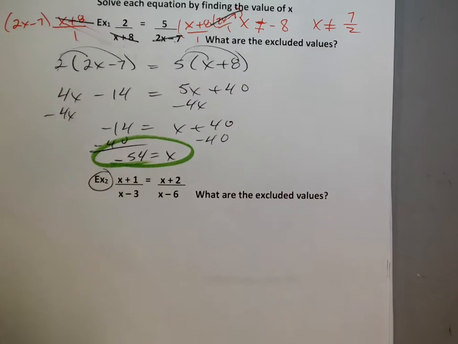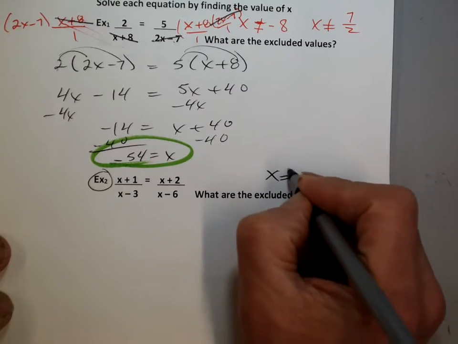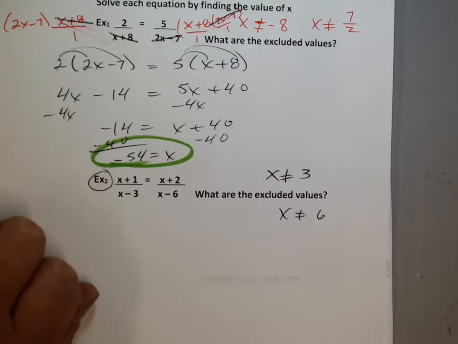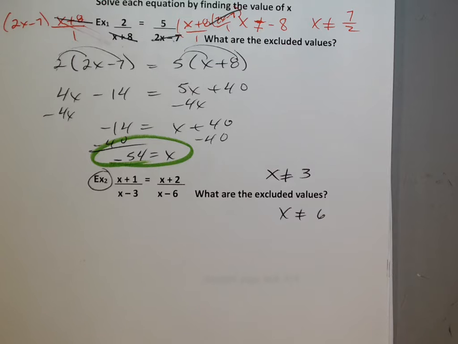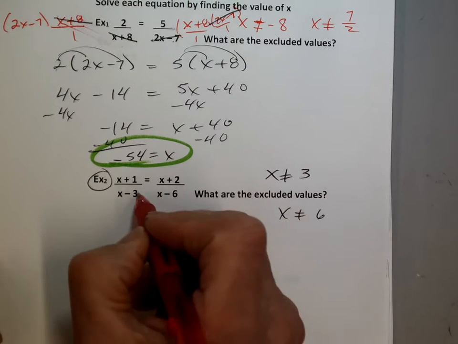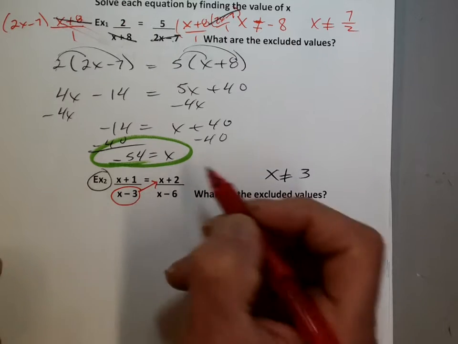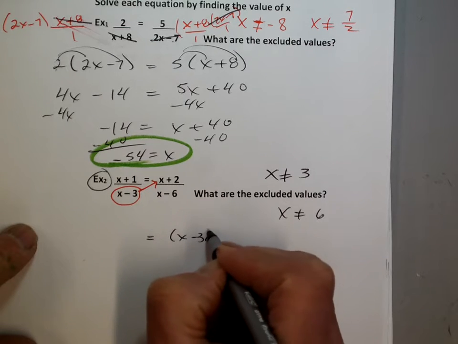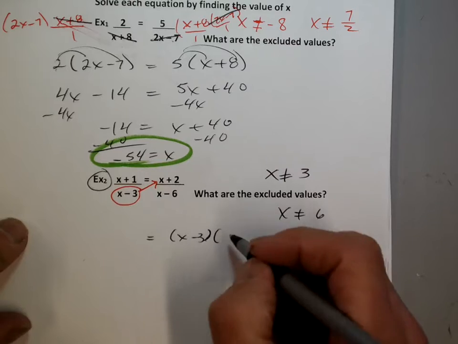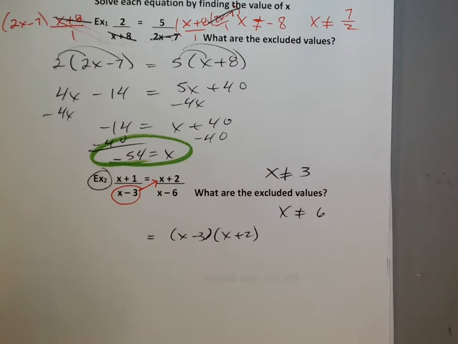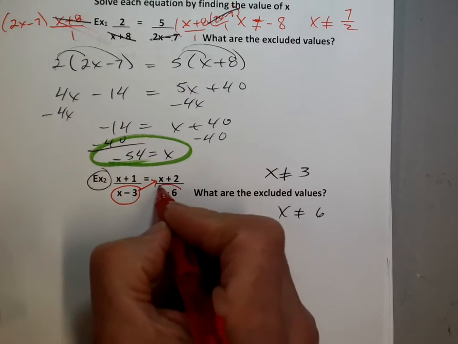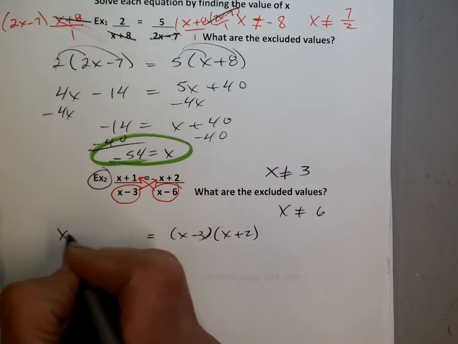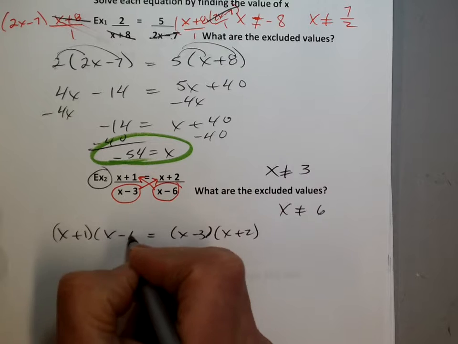Okay, so now let's do example 2, a little bit easier. Before I do anything, I know that x cannot equal 3 and x cannot equal 6. So I have a fraction equal to a fraction. Let's cross multiply, meaning I'm going to take my x minus 3 and multiply it up here. So I'm going to get x minus 3 times x plus 2. And I'm going to cross multiply here, so I'm going to get x plus 1 times x minus 6.